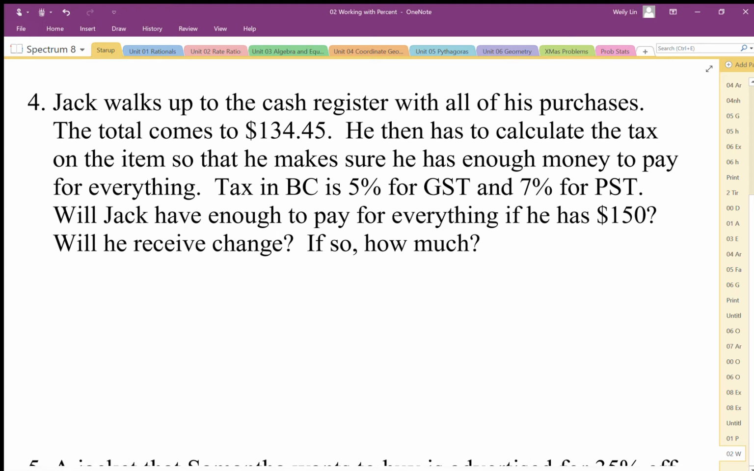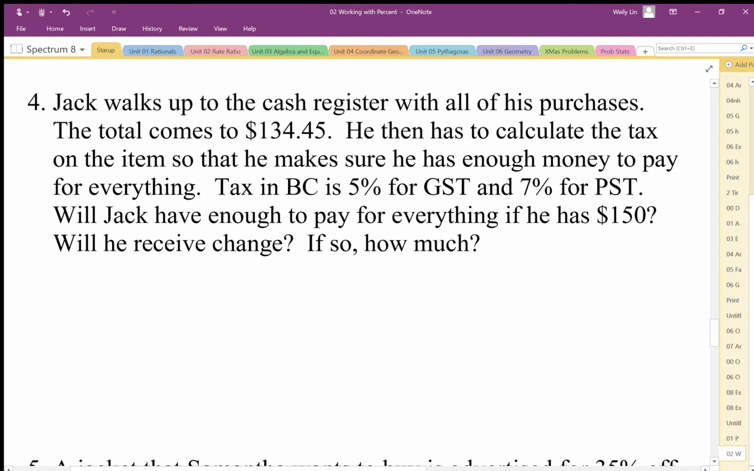Now it's important to understand the situations where we add the percentages together or where we're layering the percentages. Tax is a situation where we're adding the percentages together. So we're paying 5% tax on the $134.45 and 7% on the $134.45. There are also situations where we layer percentages, where we calculate 5% of that, and then in addition, layer a 7% tax that includes a calculation on the 5%.